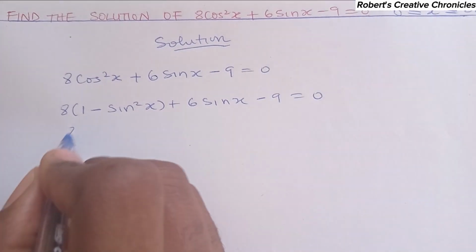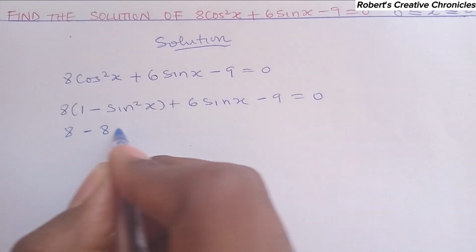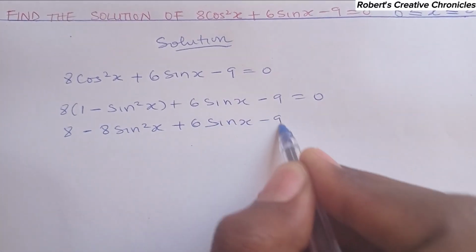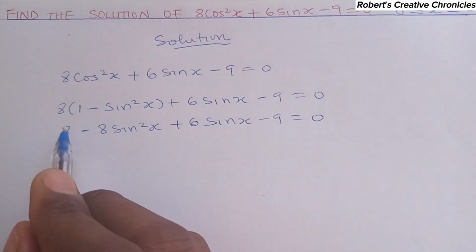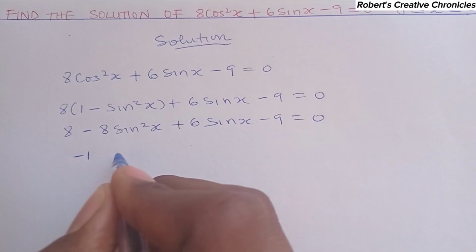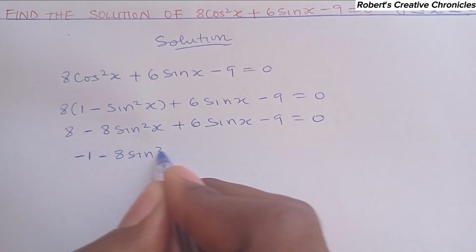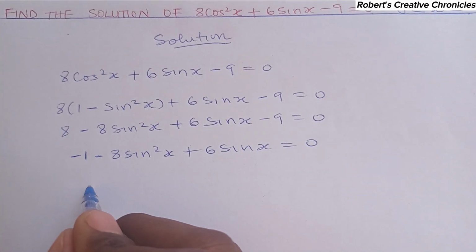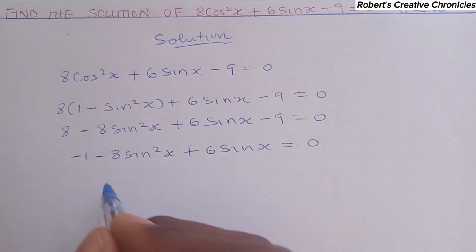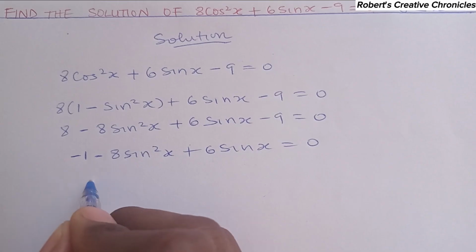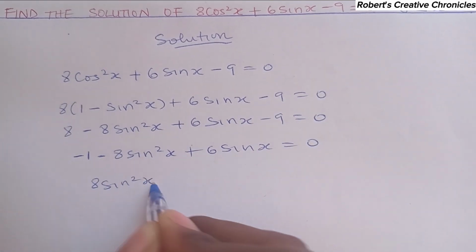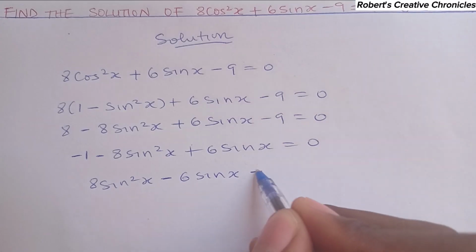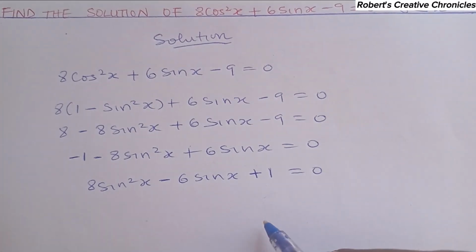Then we open the bracket. This becomes 8 minus 8 sin square x plus 6 sin x minus 9 is equal to 0. So 8 minus 9 is minus 1, so minus 1 minus 8 sin square x plus 6 sin x is equal to 0. So we multiply by negative and rearrange it. This becomes positive 8 sin square x, and this becomes negative 6 sin x, then plus 1 is equal to 0.